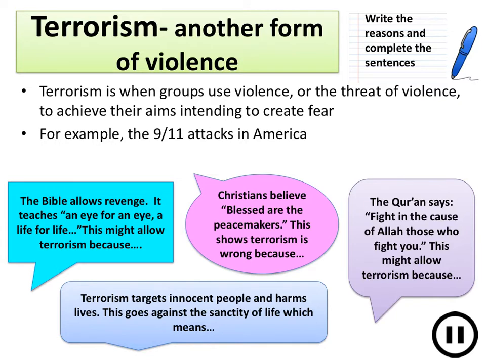Look at the reasons below for and against terrorism. Write them down on your piece of paper and complete each one, telling me why terrorism is wrong or why terrorism could be allowed. Pause the video now and play it again once you've finished completing each one of those speech bubbles.